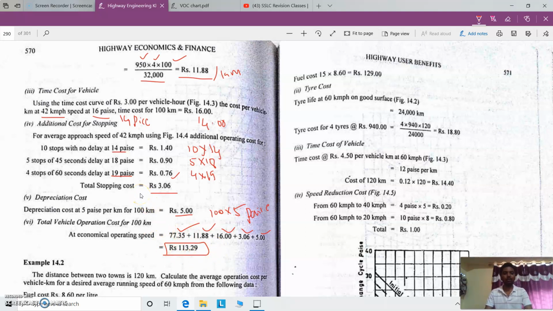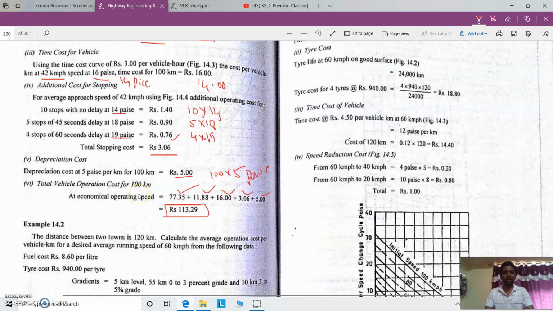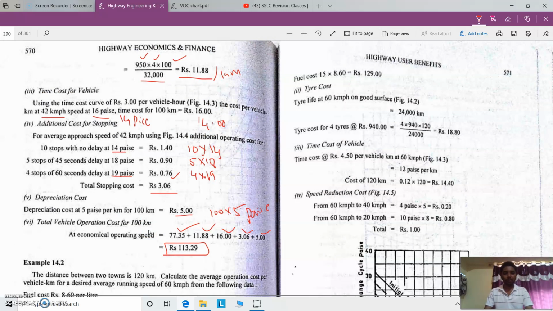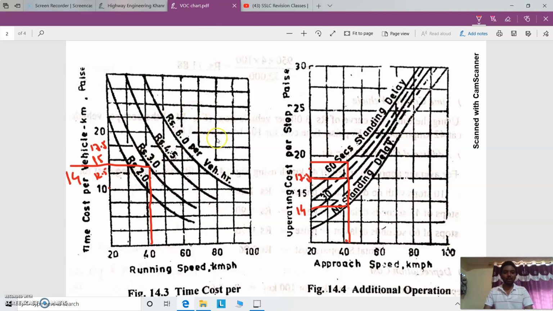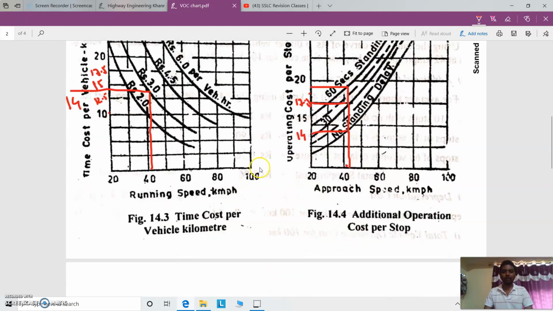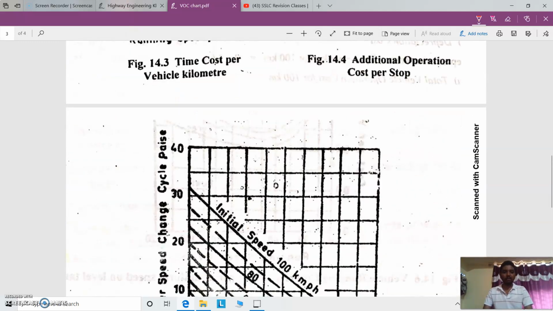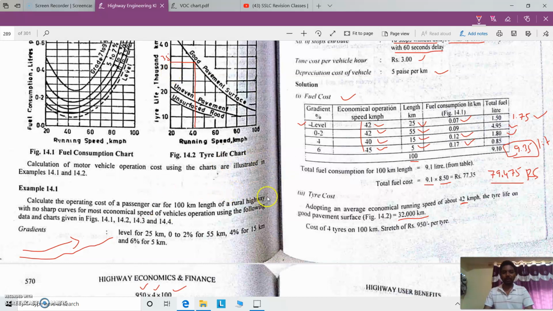Charts number 14.1 to 14.4 are used for the different costs of the vehicles, right? In the next video lecture I will discuss another problem that includes extra speed reduction. So these are the different costs calculated in vehicle operations. This is how we have to follow the steps to calculate the vehicle operating cost, and the charts should be taken on your own. There is no supply of these charts by the college authorities, right? So in the next class I will start with another problem.